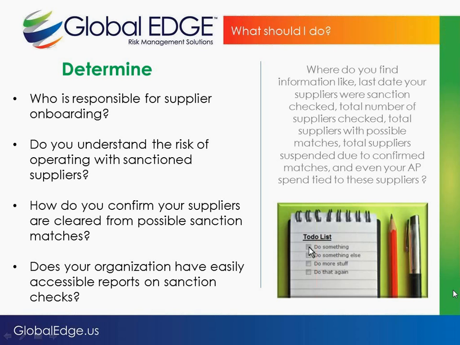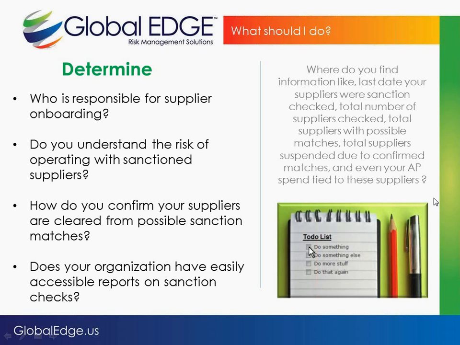Take the time to document your supplier onboarding process. Create a standard operating procedure for your organization to follow. It should include answering the following questions. What is your vendor screening process? Not just as it relates to sanctions, but full onboarding and authentication of new suppliers. How do you confirm your suppliers are cleared from possible sanction matches if there was a fuzzy hit? How often are you screening your entities for sanctions?